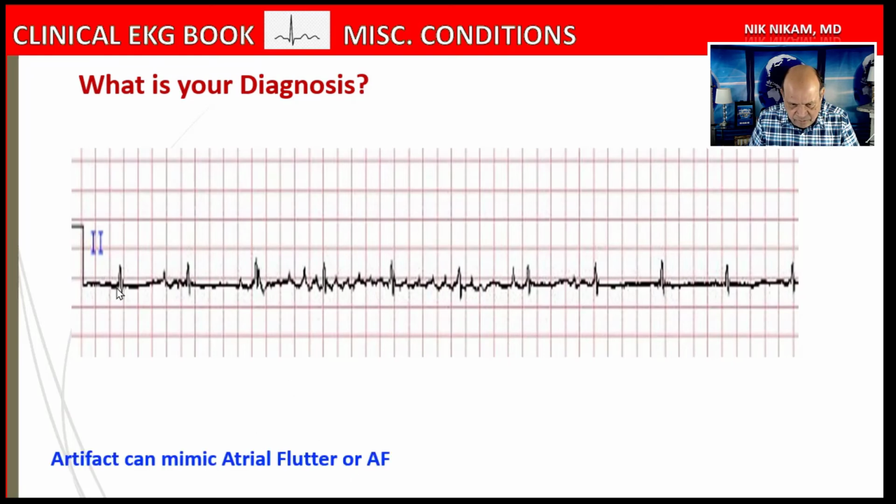Here's an example of an artifact which can mimic atrial fibrillation or atrial flutter. Artifact. But the RR intervals are pretty constant. Of course, you can see in a patient with digitalis toxicity a constant RR interval in a patient with atrial fibrillation, which can look like this. But we have to look at the whole clinical picture.